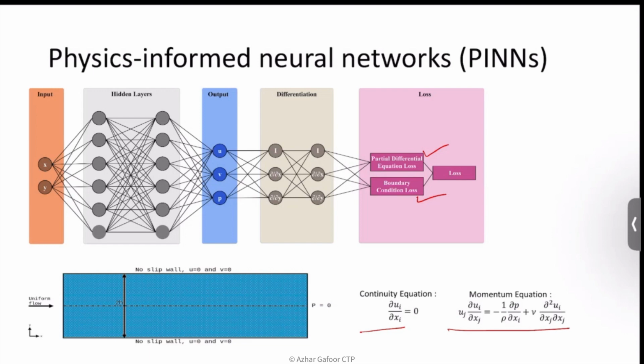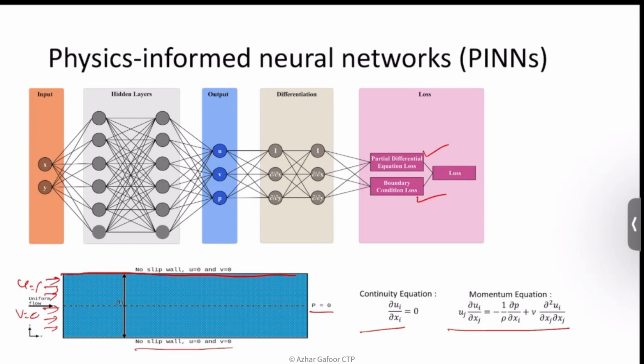In this case, the boundary conditions are: at the top boundary, we have u equal to 0, v equal to 0. Similarly for the bottom boundary as well. And at the output, we have p equal to 0. And we give a uniform flow at the input. Say we can give u equal to 1, v equal to 0 here.